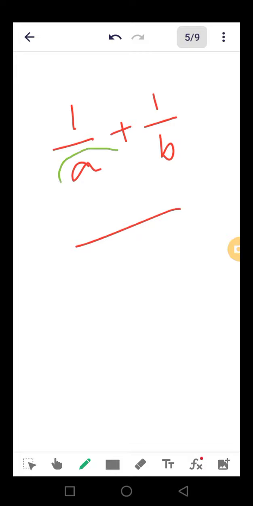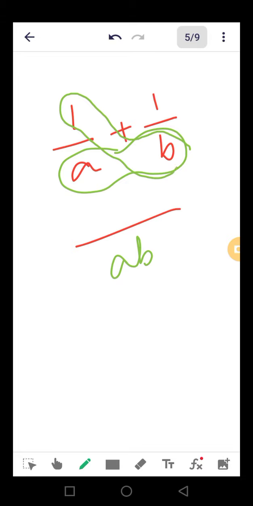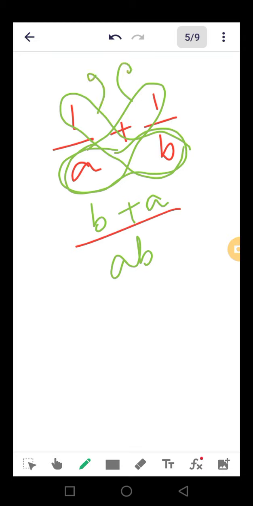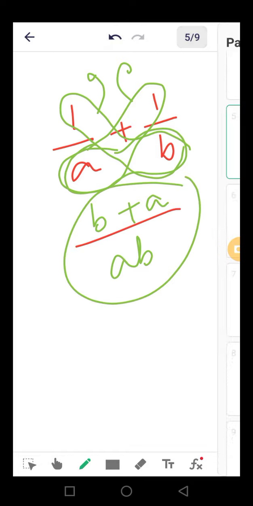First we multiply a and b, we write it as ab, then cross multiply this b with 1 and this a with 1, okay? Cross multiply, b into 1 is b and a into 1 is a. It's forming a butterfly, just like a butterfly. So using this method, whenever you get concepts like this.